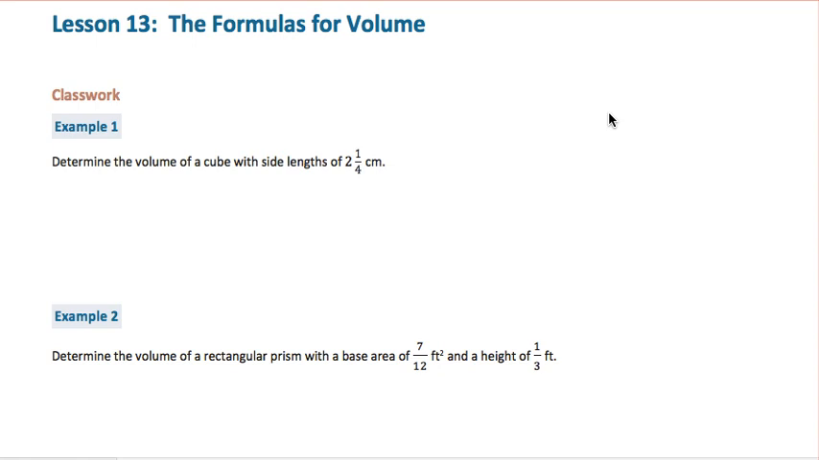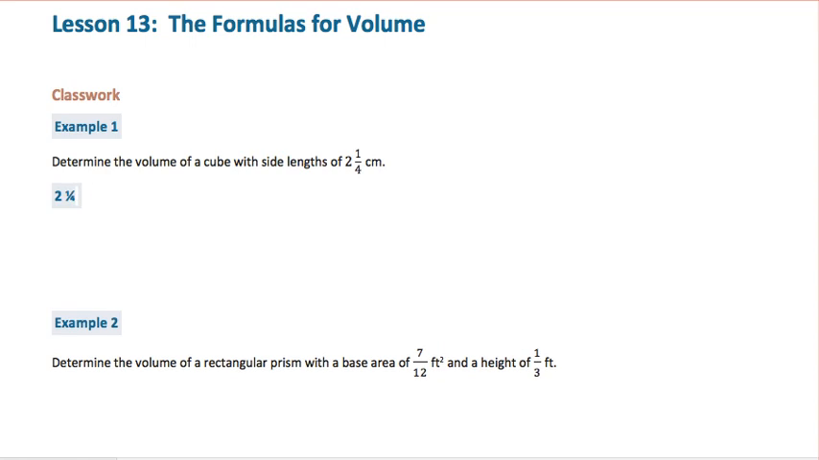In Module 5, Lesson 13, we're going to continue practicing with the formulas for volume. In our first example, we're asked to find the volume of a cube with side lengths of 2 1/4 centimeters. Since it is a cube, each of the sides has the same measurement. We do 2 1/4 times 2 1/4 times 2 1/4.